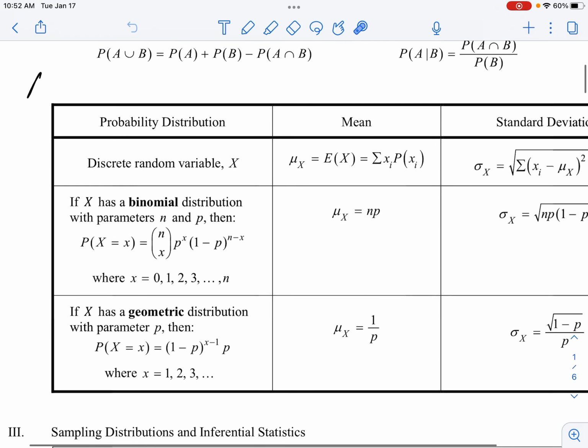Now on the College Board sheet, it is right here. And this is like your NCR. Okay? And then this is the probability of success, and this is the probability of failure.